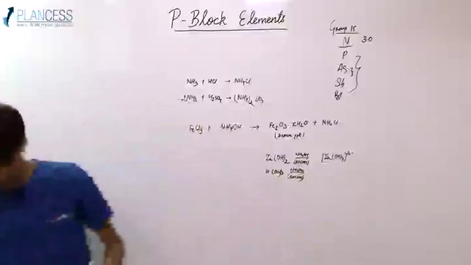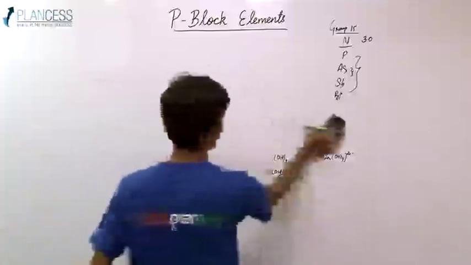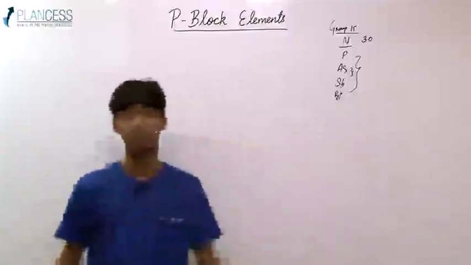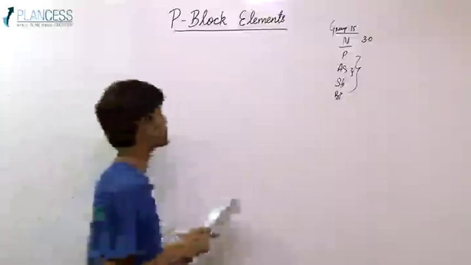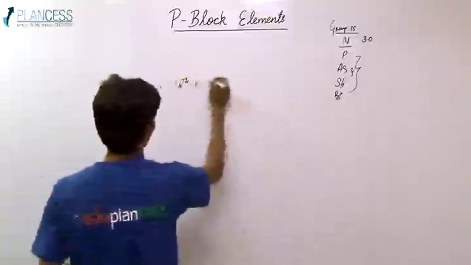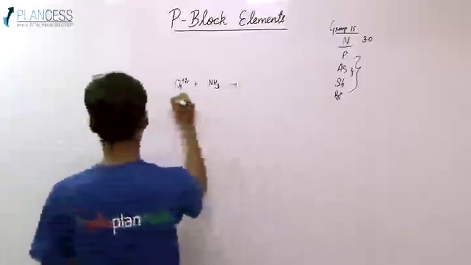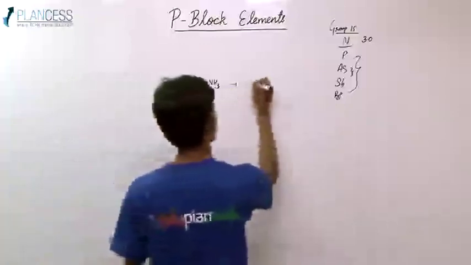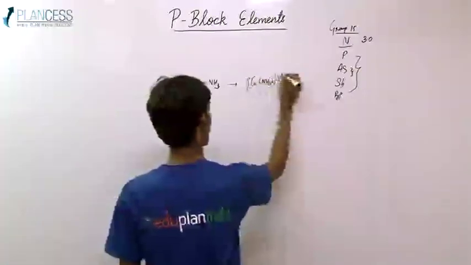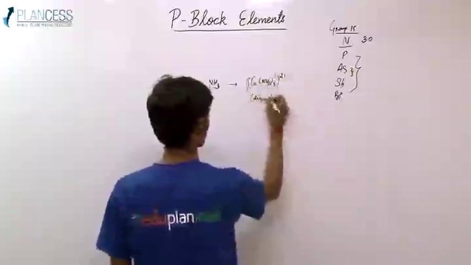Now the presence of a lone pair of electrons on the nitrogen atom makes it a Lewis base, and it donates the pair of electrons and forms linkage with the metal ions, forming a very strong ligand. For example, Cu plus 2, that is cupric ion, reacts with NH3 ammonia. Ammonia has a lone pair, Cu has vacant orbitals. It forms the coordination compound [Cu(NH3)4]2 plus, which is deep blue in color.